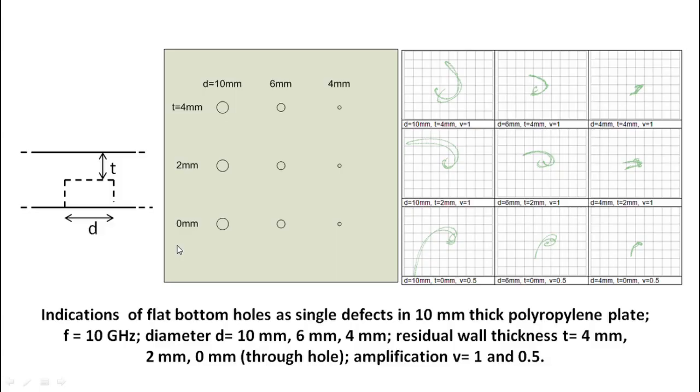In our example, we take again the polypropylene plate with the blind holes, which we have already used in tutorial number 5. Here we see the sketch again with the dimensions of the blind holes. 3 of the 9 are through holes.